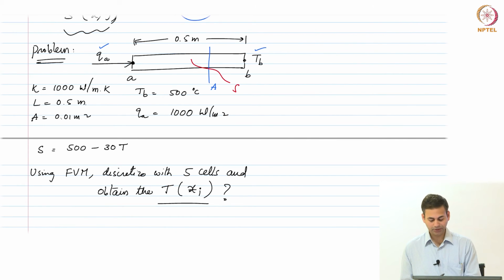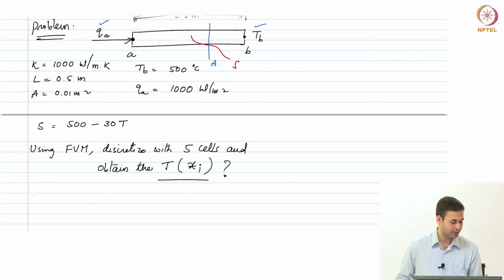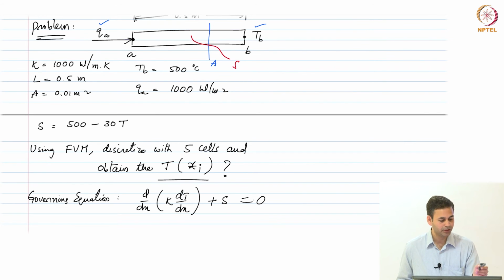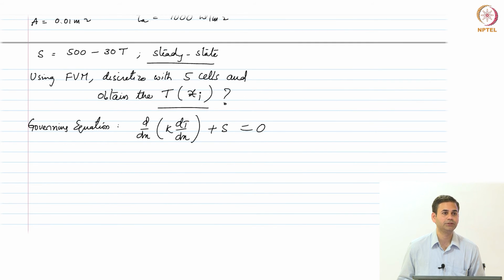Okay, so what is the governing equation? The governing equation is d by dx of k dT/dx plus some S equals 0. Okay, this is a steady state problem. Let us say this is given in the problem statement. There is some steady state solution available. Okay, so we have d by dx of k dT/dx plus S equals 0.